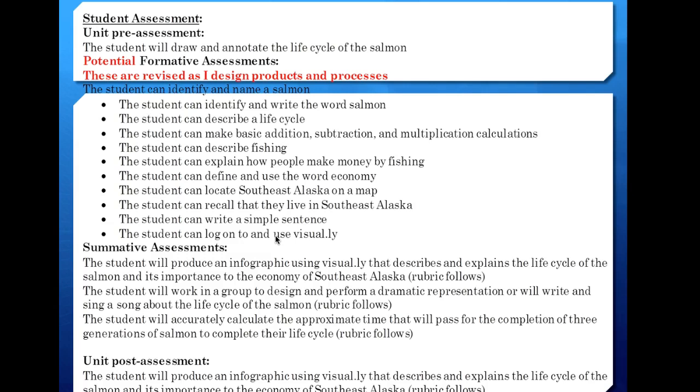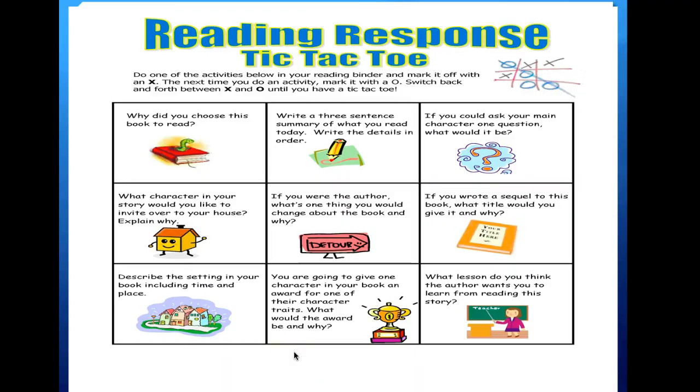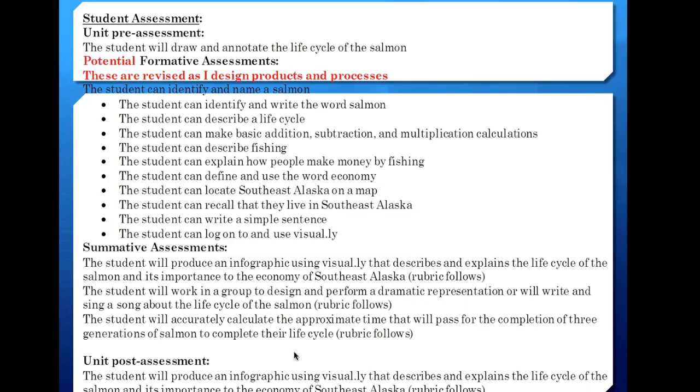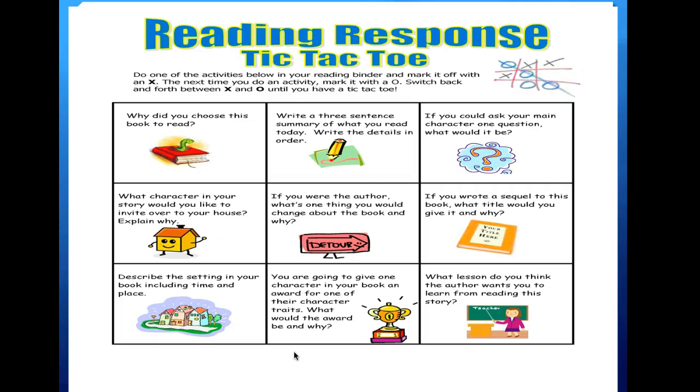Unit pre-assessment: the student will draw and annotate the life cycle of a salmon. Potential formative assessments, and this student says these are revised as I design products and processes, and all these are the possible things that a student can do to show that they know the life cycle of a salmon. And then a summative assessment, they're going to make an infographic. And then maybe another student's going to form a dramatic representation. And another student will accurately calculate the time passed for the completion of three generations of salmon. And the post-assessment, the student will produce an infographic using visuals. So post-assessment, summative assessments can be the same.